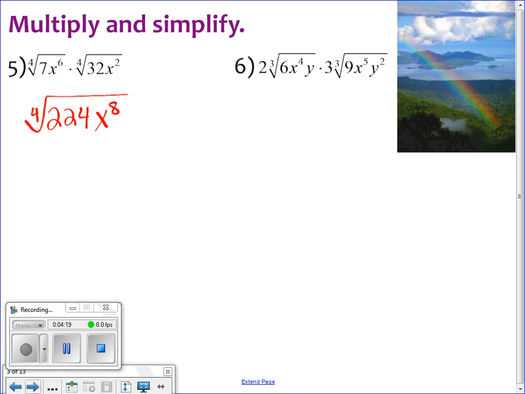Fourth root of 224 is not perfect. So if it's not perfect, what do I have to do? Yeah, the factor tree. So let's do your factor tree on 224. What? 1 and 12? You want to try again?